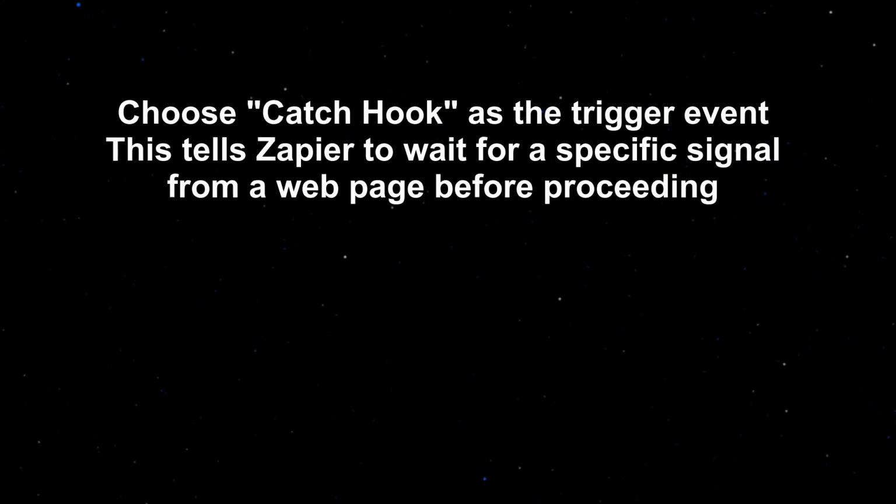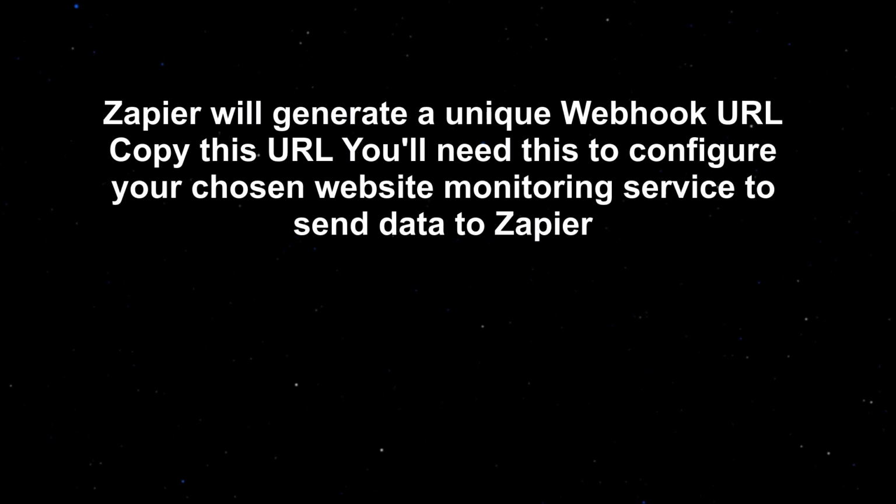Choose Catch Hook as the trigger event. This tells Zapier to wait for a specific signal from a web page before proceeding. Zapier will generate a unique Webhook URL. Copy this URL. You'll need this to configure your chosen website monitoring service to send data to Zapier.